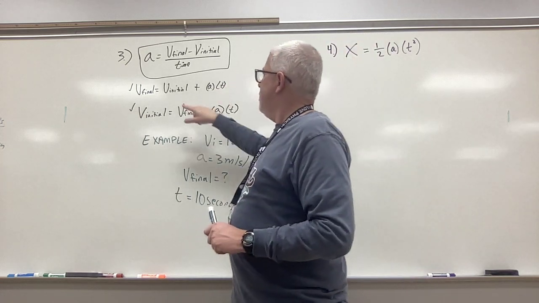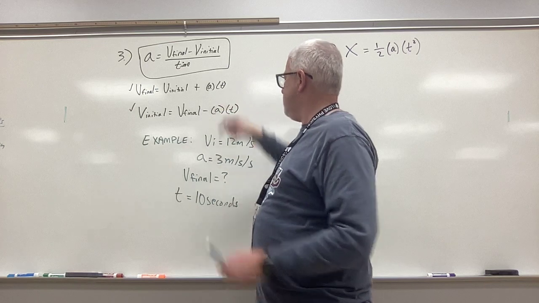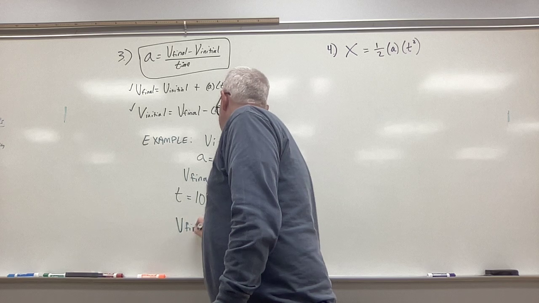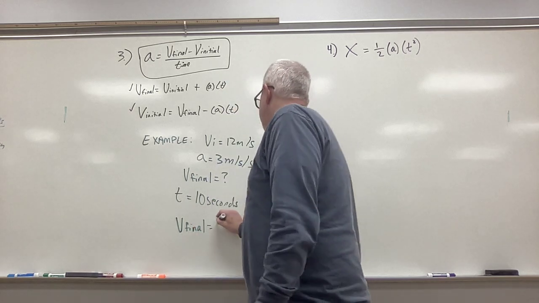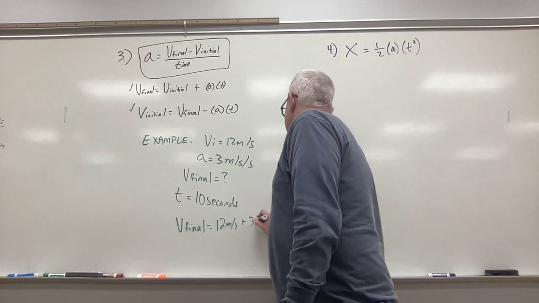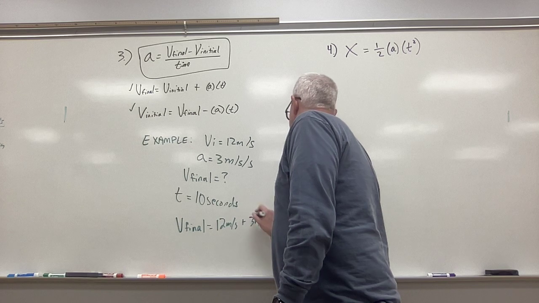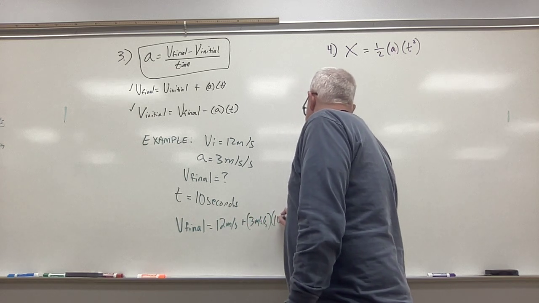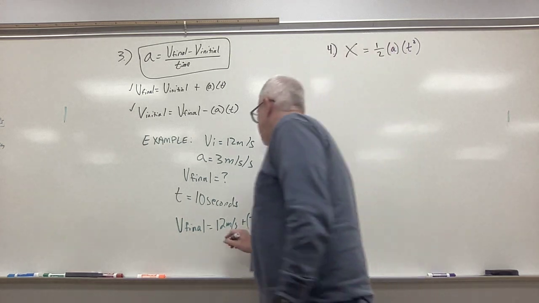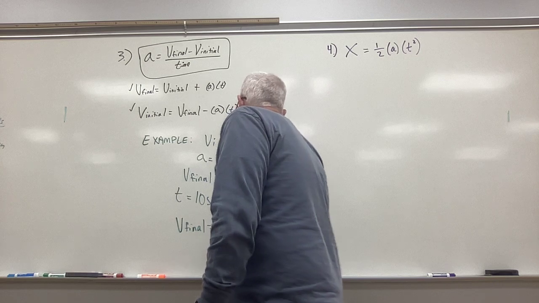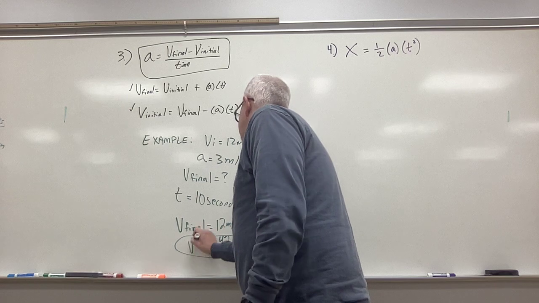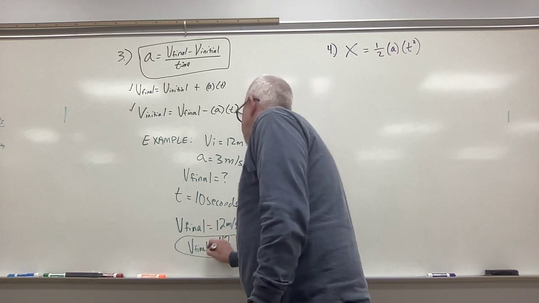So overall, I could use this formula here, this one up here, which is V final is equal to V initial plus acceleration times time. So I would say with this, V final is equal to V initial, that's 12 meters per second, plus my acceleration of 3 meters per second, multiplied by a time interval of 10 seconds. 3 times 10 is 30. 30 plus 12 is 42. So my final answer, 42 meters per second. And make sure you circle that and put units on it, and that'd be good.